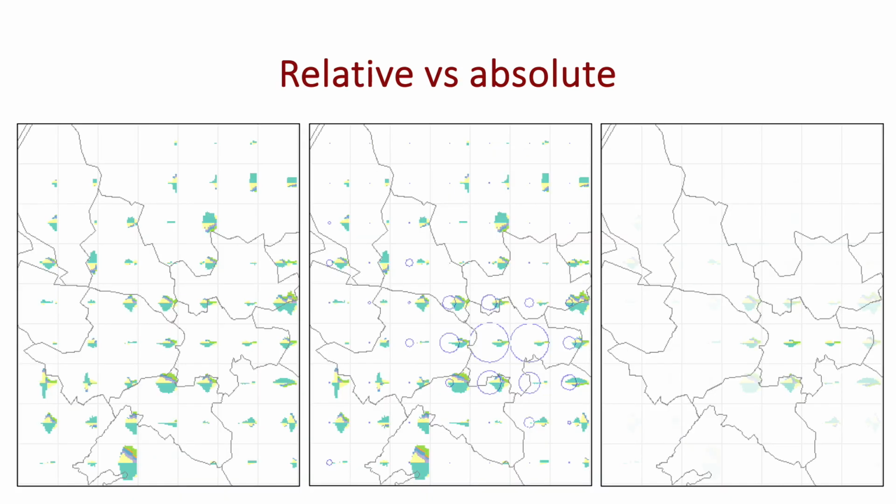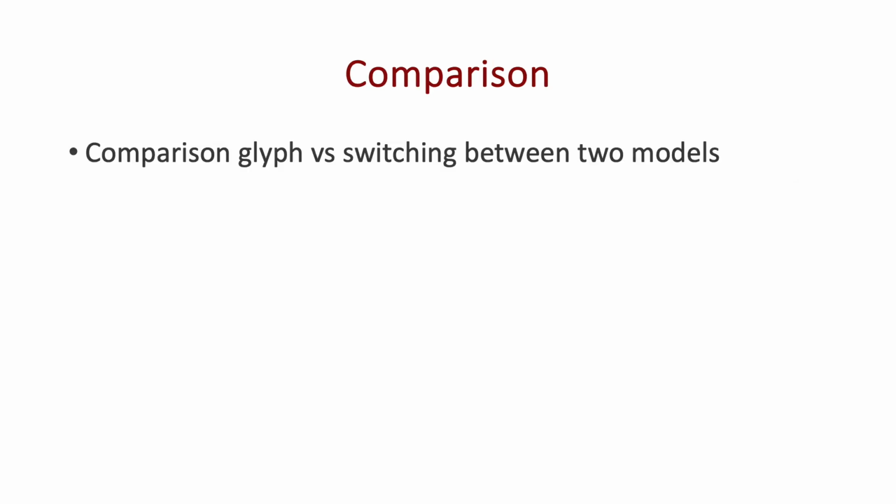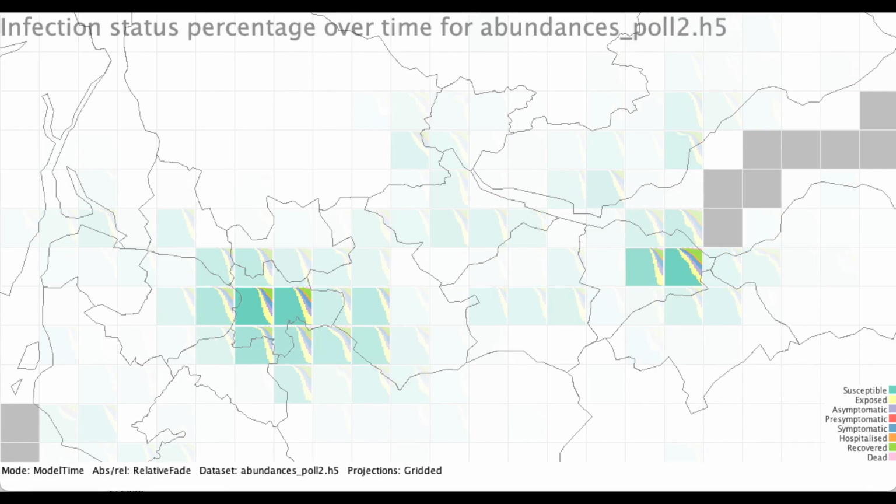As mentioned, there are absolute and relative versions of the glyphs. Relative versions remove the effect of population size, but proportions can become unreliable when populations are low. We experimented using proportional symbols in the middle to draw attention to proportions that might be unreliable with the smaller symbol size. However, we preferred using opacity on the right as it reduces the salience of proportions that may be unreliable and unimportant. Flicking between two model outputs is one approach to comparison.